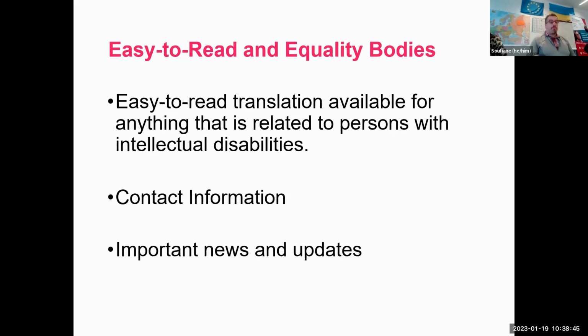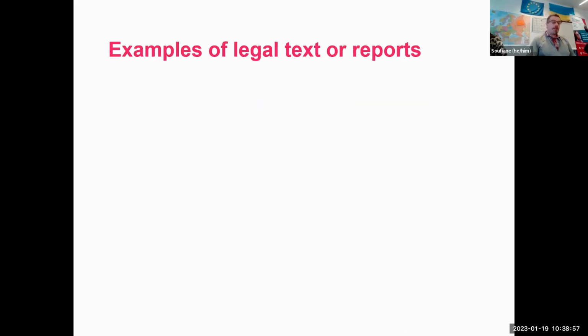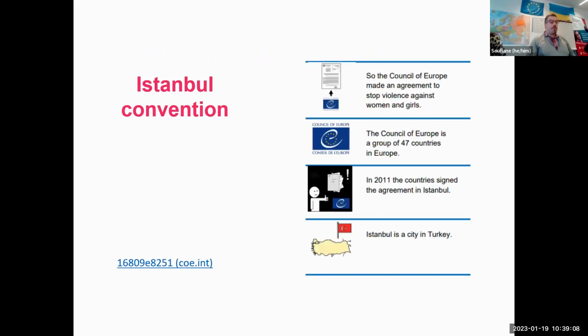When news or updates are published, an easy to read translation should be provided. For example, news about big events like COVID-19 or changes in the law. Here you can see some examples of complicated text we worked on at Inclusion Europe to make them into easy to read. This is an example of the Istanbul Convention.